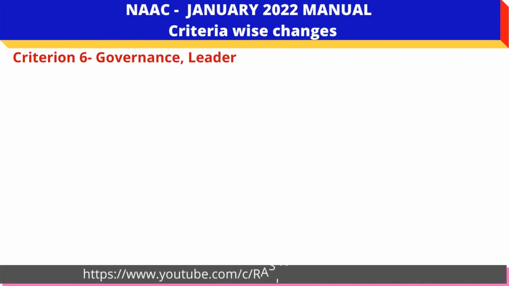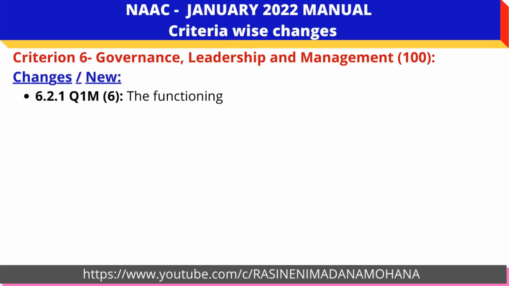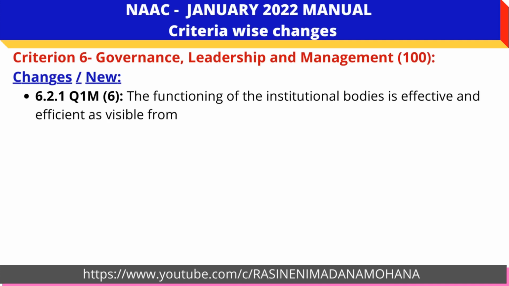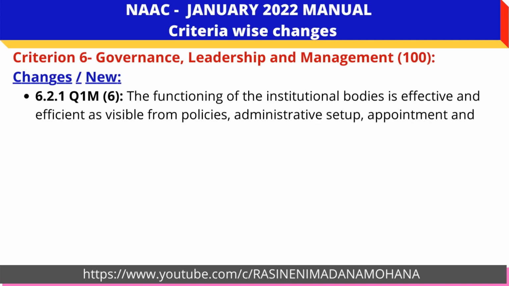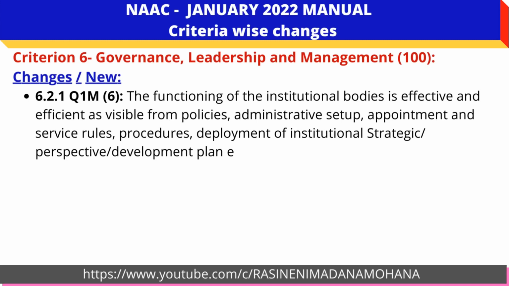The next metric, 6.2.1, again qualitative, the weightage is 6. Here the functioning of the institutional bodies is effective, as visible from policies, administrative setup, appointments, service rules, procedures, etc., and strategic or perspective development plan. Earlier, the functioning of the institutional bodies was a separate qualitative metric. Now the strategic and deployment plan, which is also qualitative, is merged with this one. So that is old 6.2.2 qualitative metric, institute bodies, etc., merged with this one, 6.2.1, strategic plan.